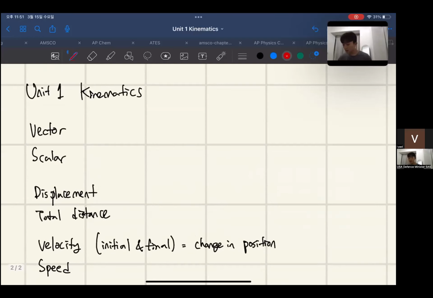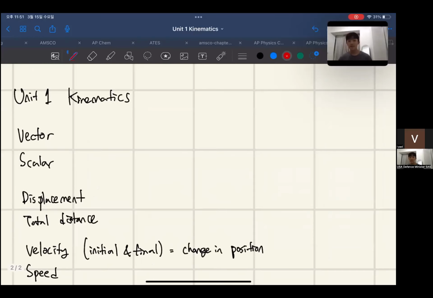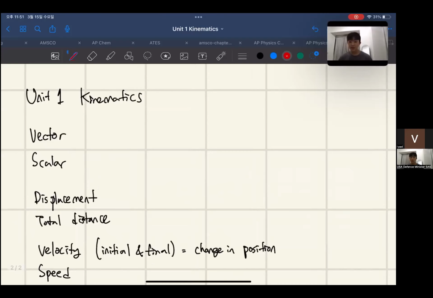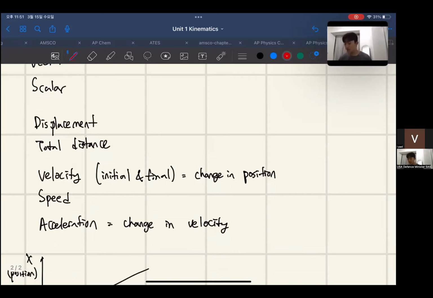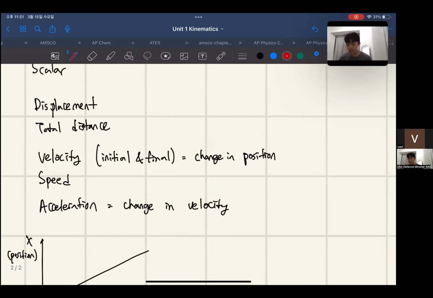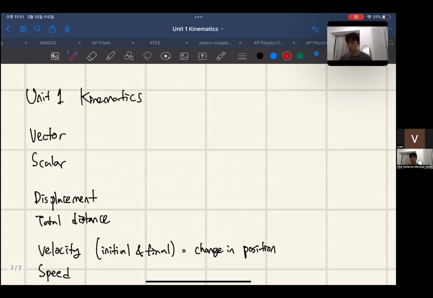Okay, so our first unit, kinematics. Kinematics is basically a study of analyzing different variables, and the variables include velocity, displacement, speed, acceleration, and time. Now, we're going to see how each variable is related, how they're different, or how one variable can affect another variable. So before that, we have to know two essential terms, which are vector and scalar.